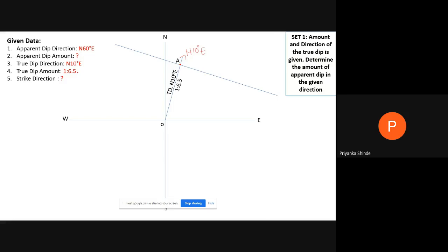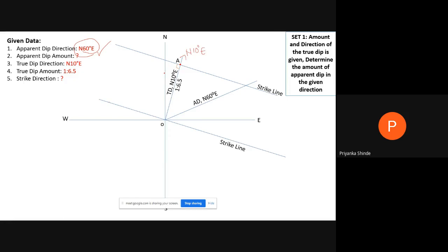Now what is next given? North 60 degree east direction is given. So you can draw this line passing through O. The strike line you can measure the angle between the north and the strike, and south and the strike. That is the apparent dip direction, that is north 60 degree east. Measuring the angle is very, very important.